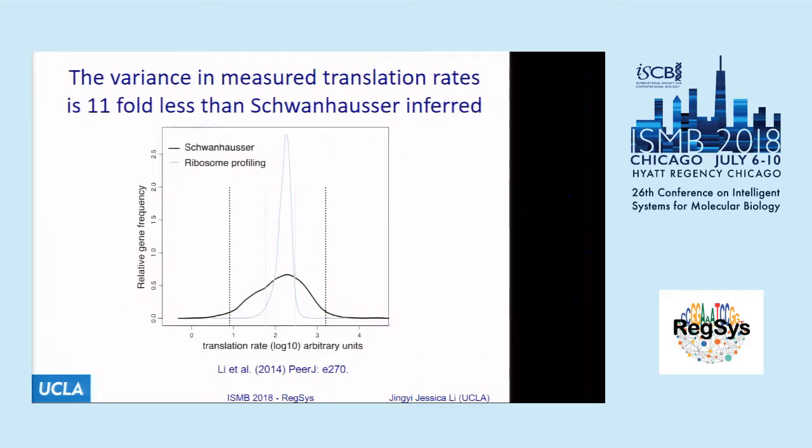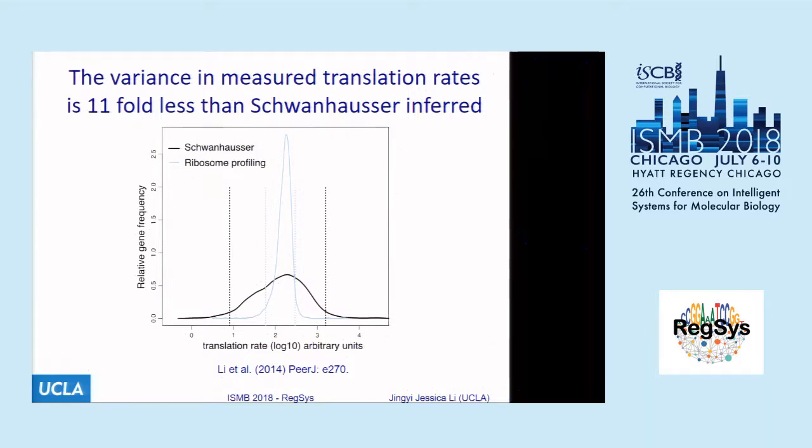However, in our study, we found that a main reason for such a low R squared is that they overestimated the variance of translation rates. The black line here is the inferred translation rates from Schwanhäusser et al., and the blue line is the measured translation rates from ribosome profiling. So this is experimental data, and this is computationally predicted.